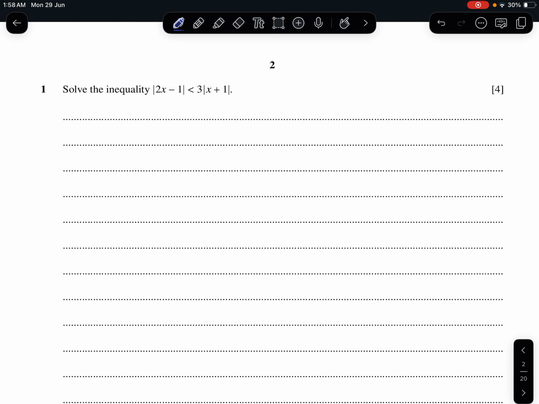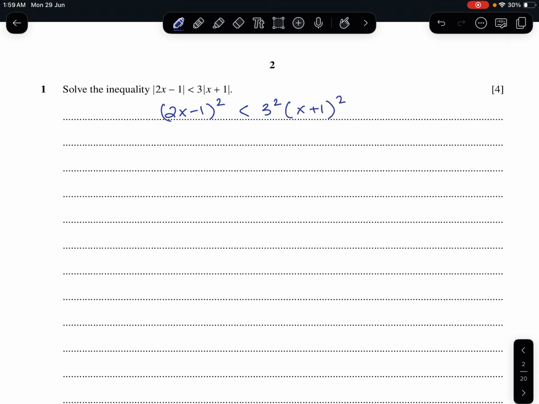In the first question we need to solve this inequality, and as you can see we have modulus on both sides. So the best way to get rid of the modulus is to square both sides. So to do that we're going to have (2x minus 1) whole squared less than 3 squared. Don't forget to square outside the bracket as well, and that.